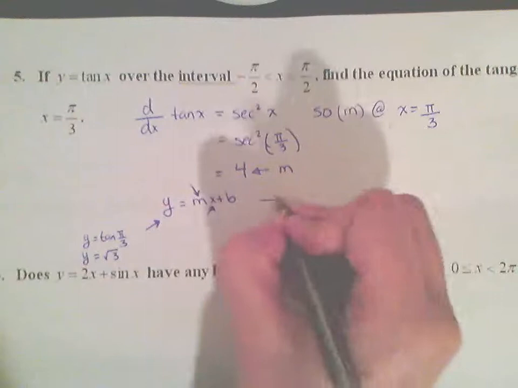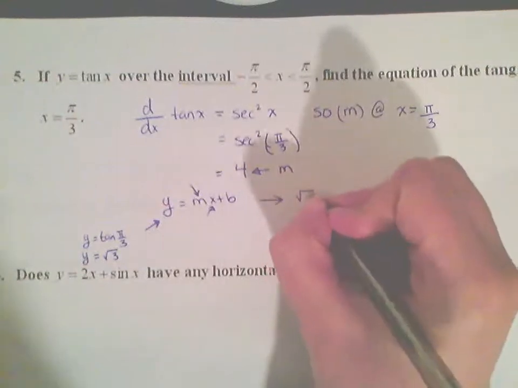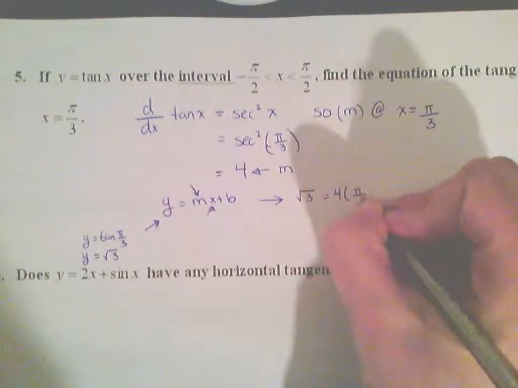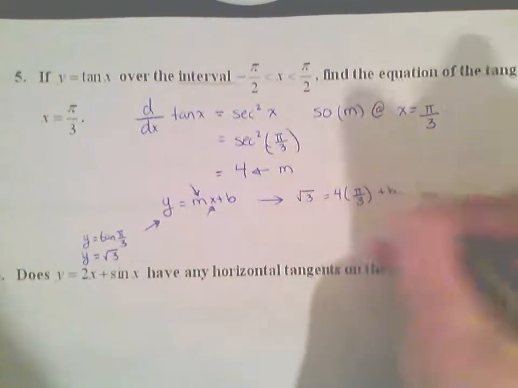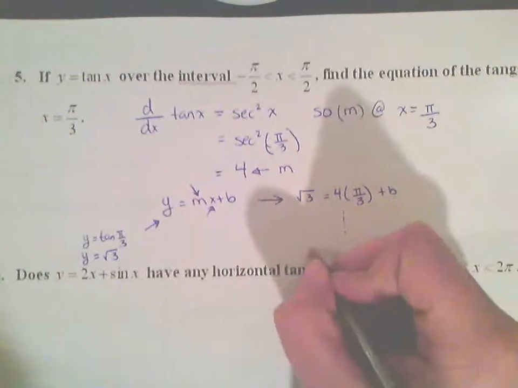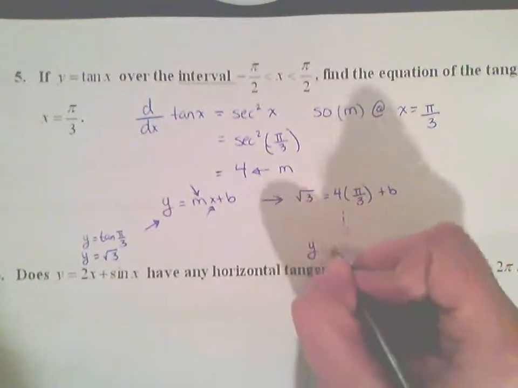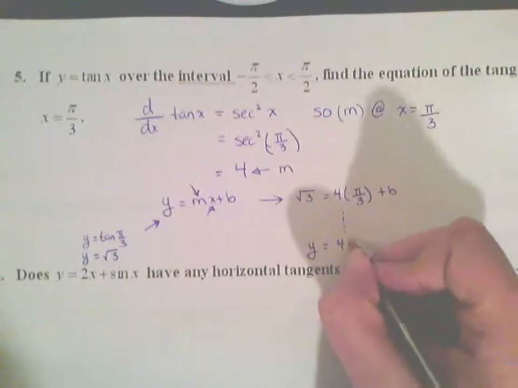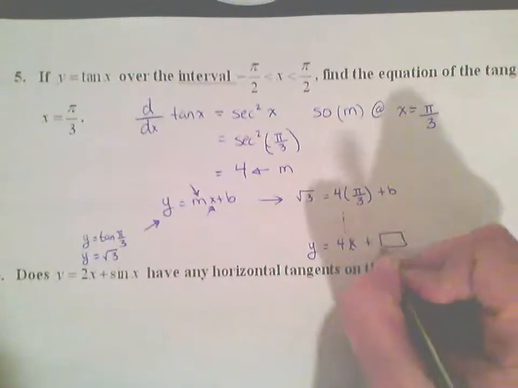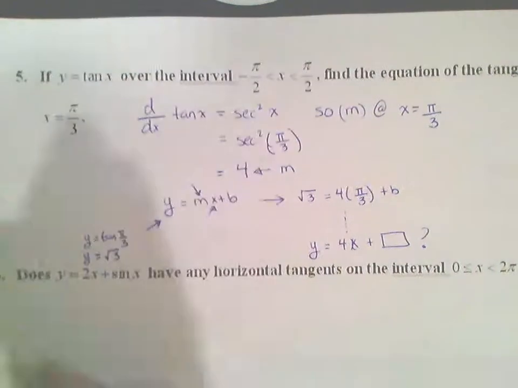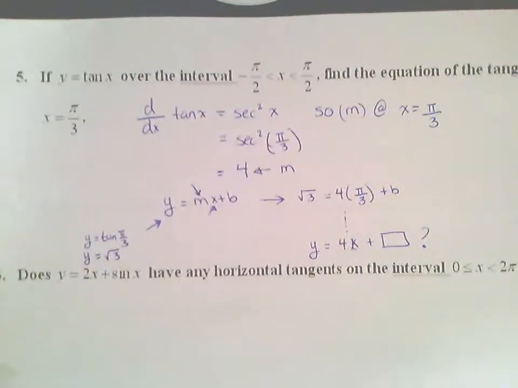So now that we know our 3 parts, we can set up square root of 3 equals 4 times pi over 3 plus b. And I'll let you guys finish this up to get y equals 4 times x plus what is b. Okay? And we'll check our answers in class.